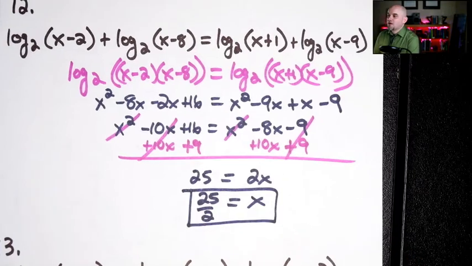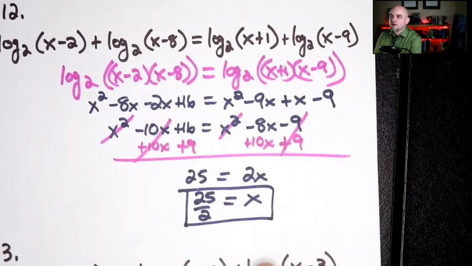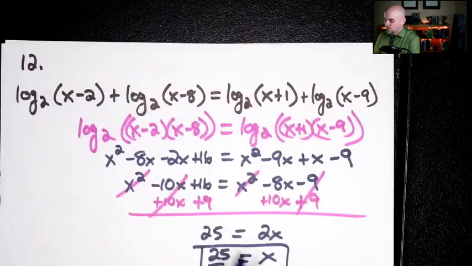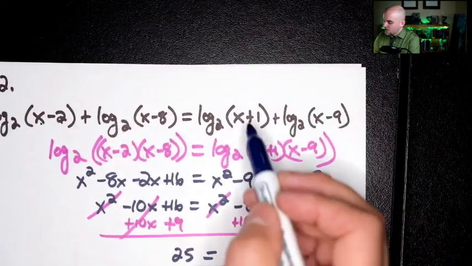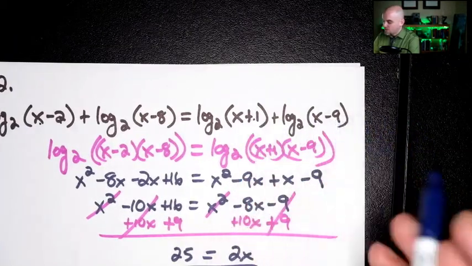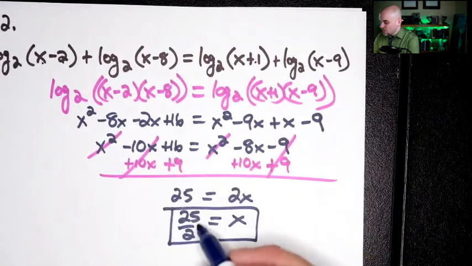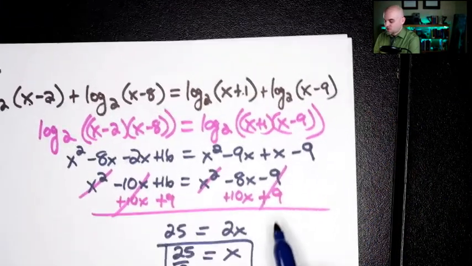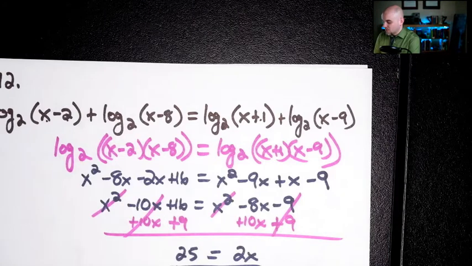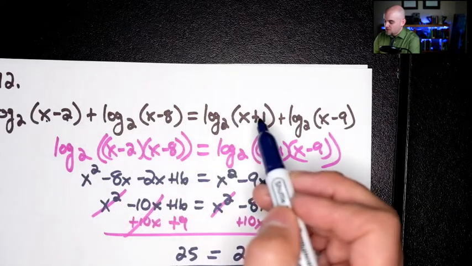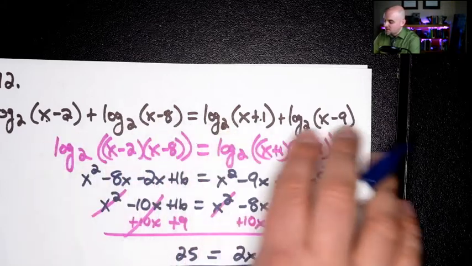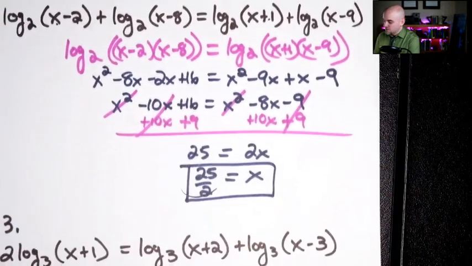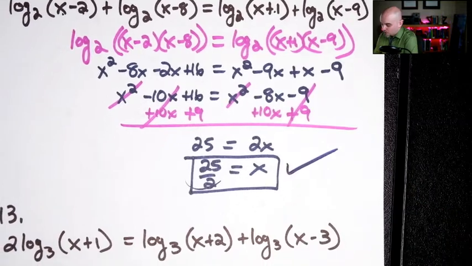I'm almost ready to call that an answer. That's like 12 and a half. Let's put it in and make sure it works everywhere up here. 12 and a half minus 2, that looks good. 12 and a half minus 8, yep. 12 and a half plus 1, that works. 12 and a half minus 9, that works. So I don't even have to really calculate it. It's not even an estimate. 25 divided by 2 is 12.5. But I'm just looking through and making sure everything I'm subtracting is not equal to or greater than 12 and a half. So I don't get any negatives or zeros inside my logarithms there. So that one right there works for us.